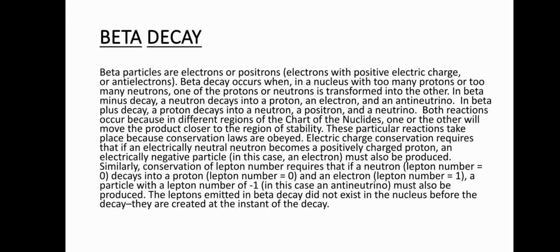Beta decay. Beta particles are electrons or positrons, electrons with positive electric charge, or anti-electrons. Beta decay occurs when, in a nucleus with too many protons or too many neutrons, one of the protons or neutrons is transformed into the other. In beta minus decay, a neutron decays into a proton, an electron, and an anti-neutrino. In beta plus decay, a proton decays into a neutron, a positron, and a neutrino. Both reactions occur because in different regions of the chart of the nuclei, one or the other will move the product closer to the regions of stability. This particular reaction takes place because conservation laws are obeyed.